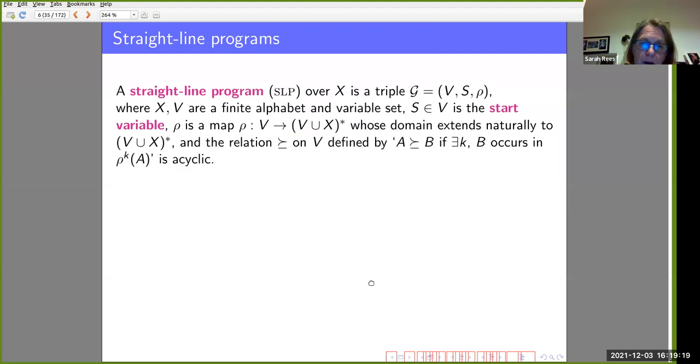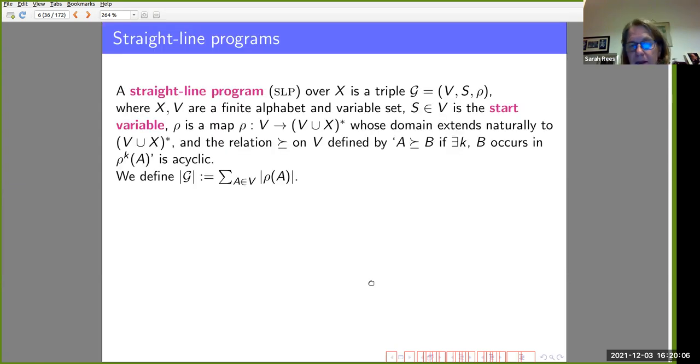And then I have an order relation on V, the set of variables, which says that one variable is bigger than another variable if the second one, the smaller one, occurs when I apply this production multiple times to A. Ultimately I'll get a sequence of strings, and if B occurs in one of those, down the road from A, then I say B is less than or equal to A. Anyway, that relation has to be acyclic. So basically I've got a tree associated with these productions.